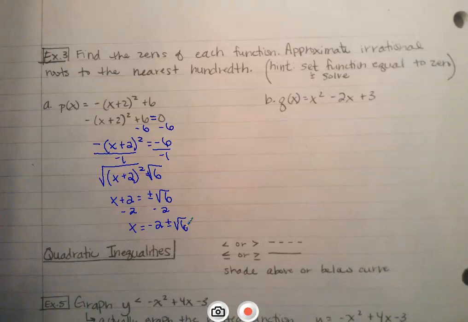But we need to get the approximation, it said, right? Approximate the irrational roots. So if you put that in your calculator, you would get out that x is approximately, so use those wavy lines for approximately, 0.45 and -4.45. That would be your final answer.